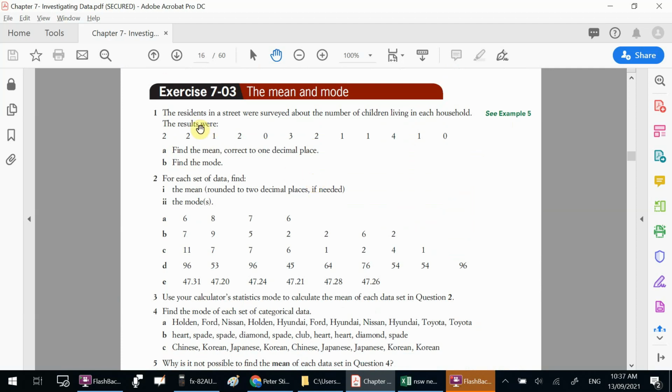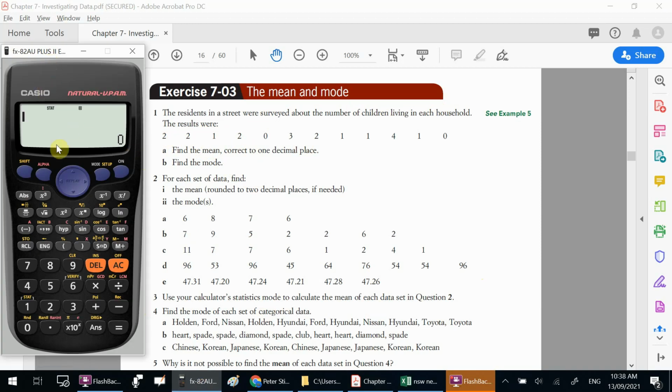Okay, so let's go back to our one. We found the mode. It was 2 and 1. Both of them had 4 scores, and the same number of households in this street had 2 children as had 1 child. Okay, now to get the mean, we'll use a calculator to show you how to do it for these other questions.